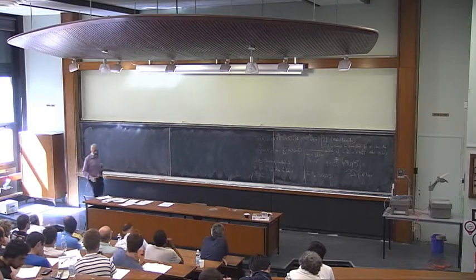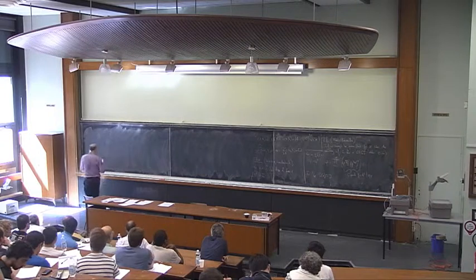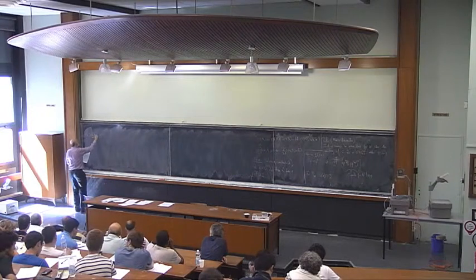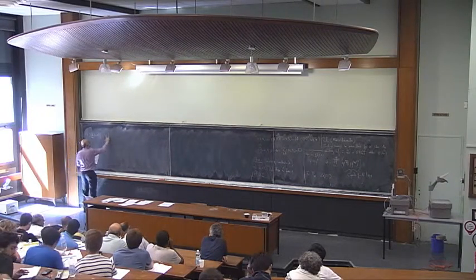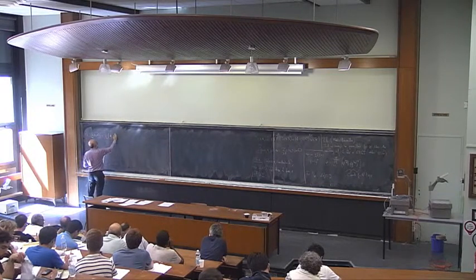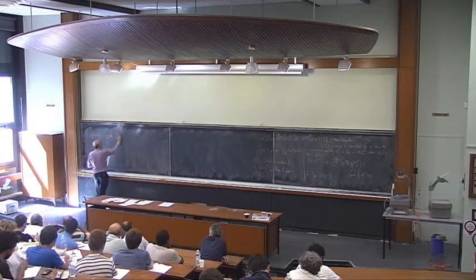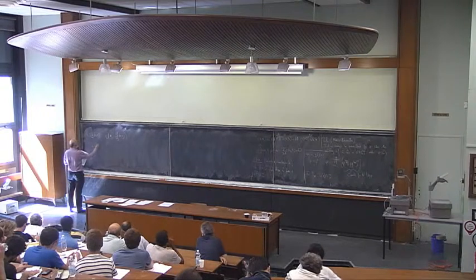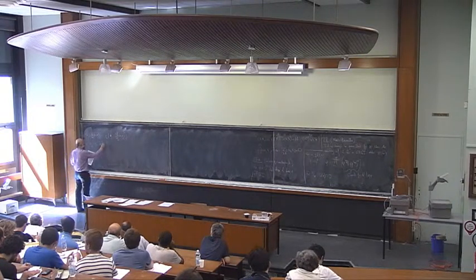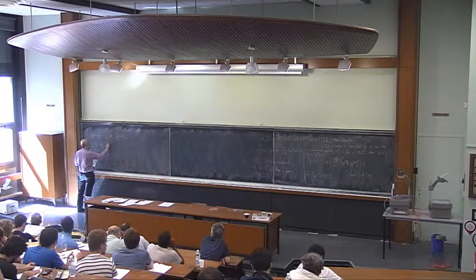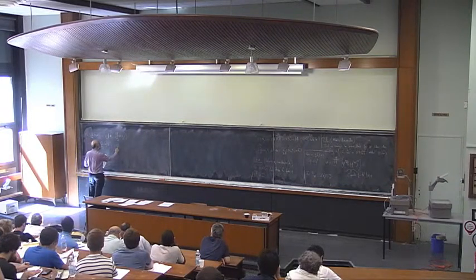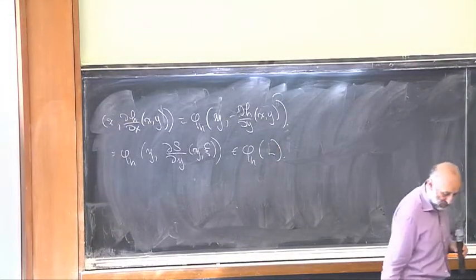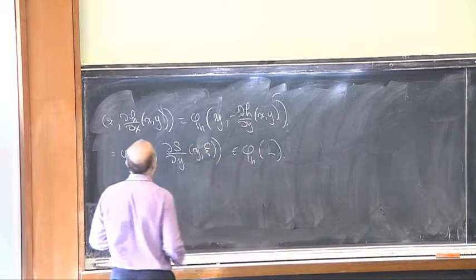So as I said, the last line was that x, dh over dx of xy is phi h of y minus dh over dy of xy. And this is phi h of y, ds over dy of y xi, and this belongs to phi h of L. And it's easy to see that you're actually getting all the points in phi h of L this way.